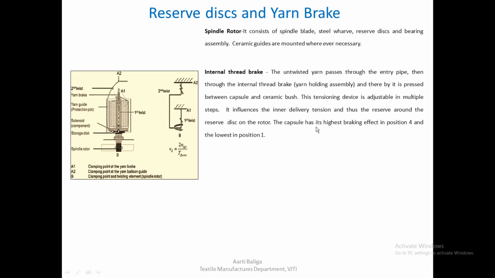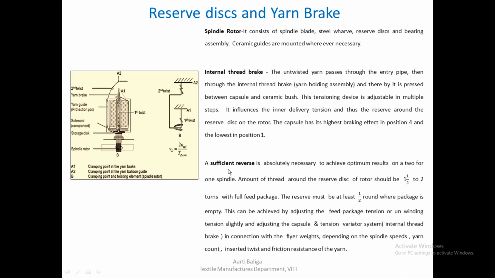The capsule, that is the tensioner, has its highest braking effect in position 4 and lowest in position 1. So 1 to 4 can be adjusted. In the earlier slide image we saw position 4 was kept, which had the higher braking effect. A sufficient reserve is absolutely necessary to achieve optimum results on a 2 for 1 spindle. That is, in such cases, sufficient reserve or storage at the bottom is necessary. The amount of thread around the reserve disc of the rotor would be around 1.5 to 2 turns with a full feed package. The reserve must be at least half a round when the package is empty.